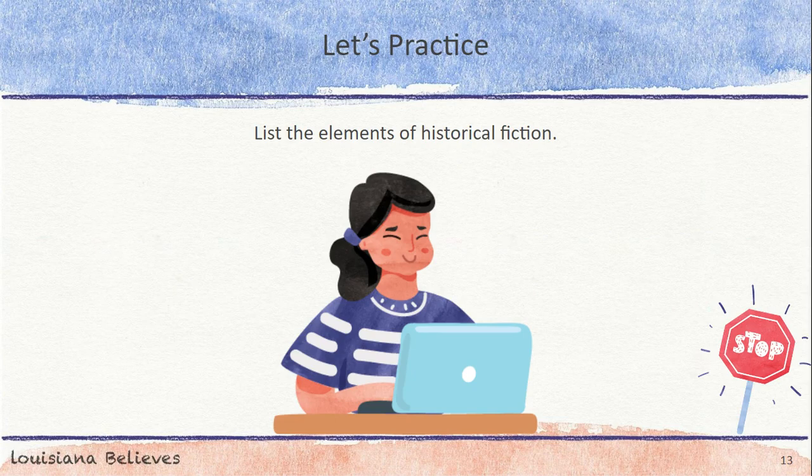Now you're ready to list the elements of historical fiction. Pause this video to record your answers on your handout at the second stop sign. Then hit play when you're ready to continue.